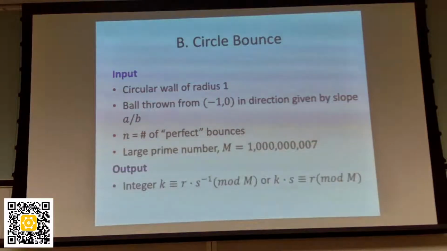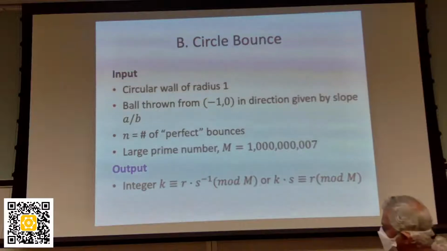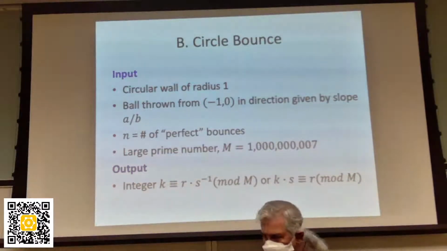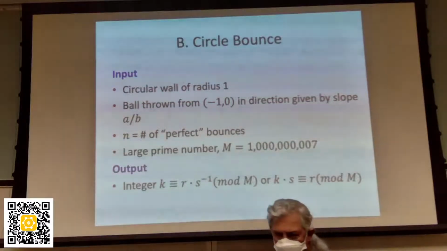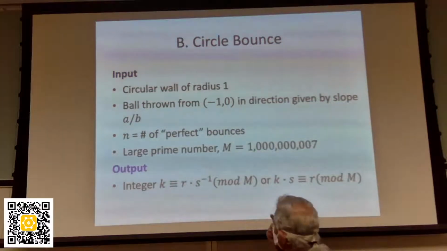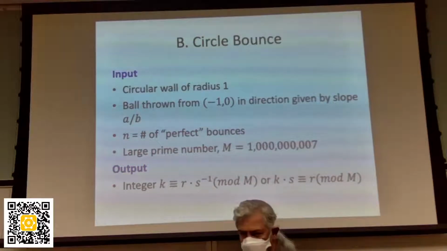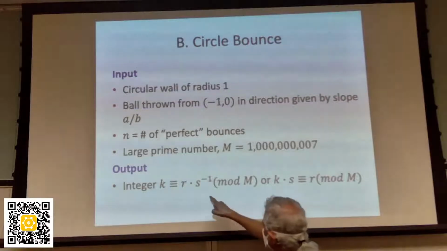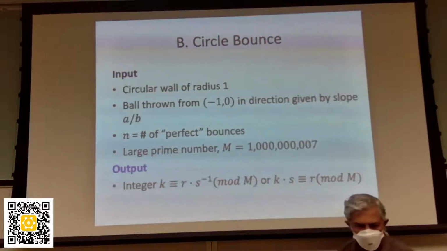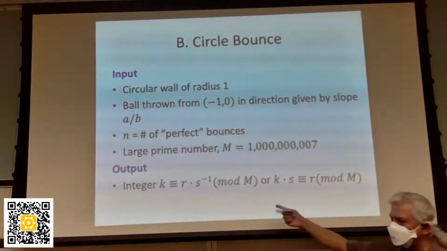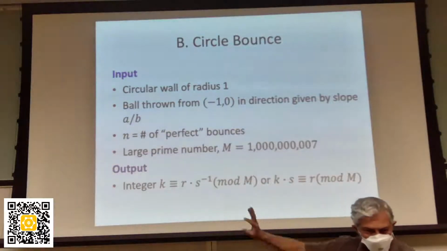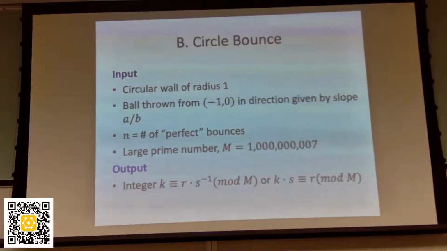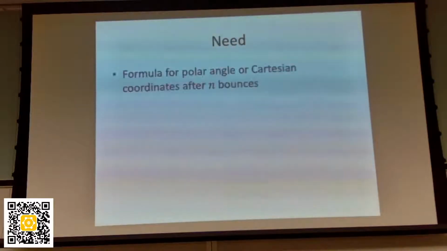And so you're supposed to find the point and write, if the point is r comma s, where r and s are rational numbers, if it's r divided by s is one of the coordinates, then you're supposed to write it as an integer in this form, where k is r times s inverse modulo m. So there's some modulo arithmetic stuff going on here that you have to worry about. So then, where are we?